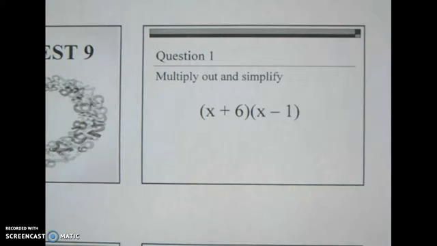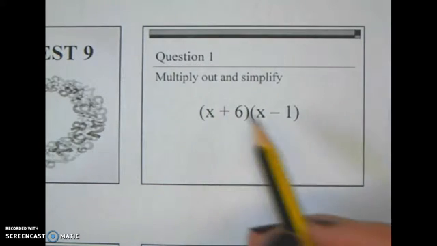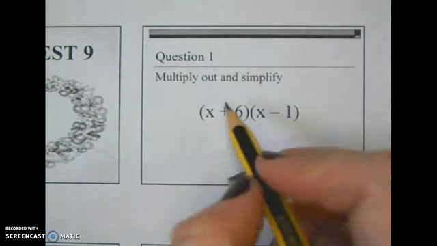Okay, I thought I'd just very quickly go through test number 9. So first question was multiply out and simplify. So this one we're just doing the multiply out.